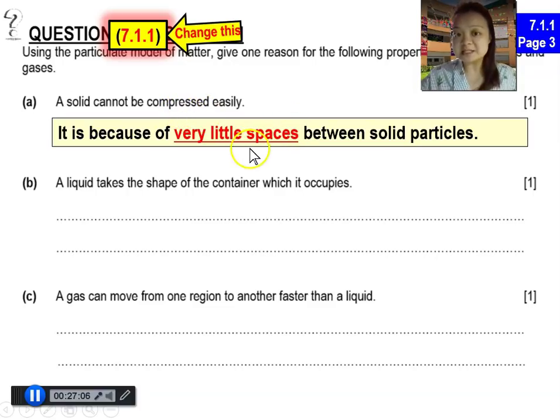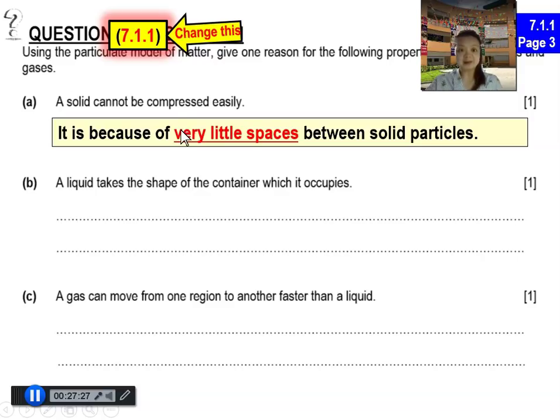So you look at the way Miss Lee is answering the question. I'm answering the question, why does solid have this property? It cannot be compressed. Why? I'm using the model to tell me that, because it has very little spaces, that's why it cannot be compressed. Okay? So you may want to pause the video here to write down your answer.